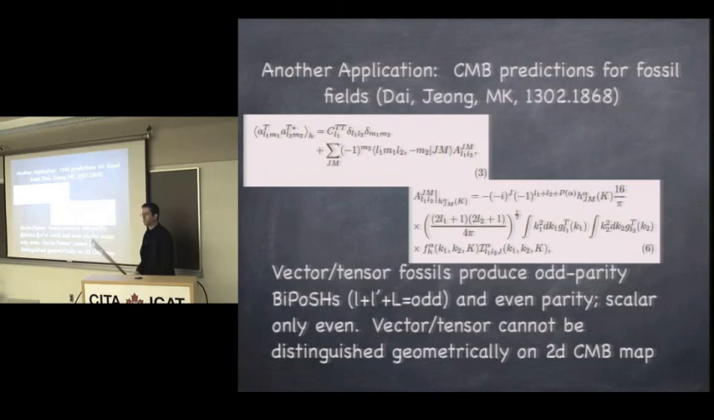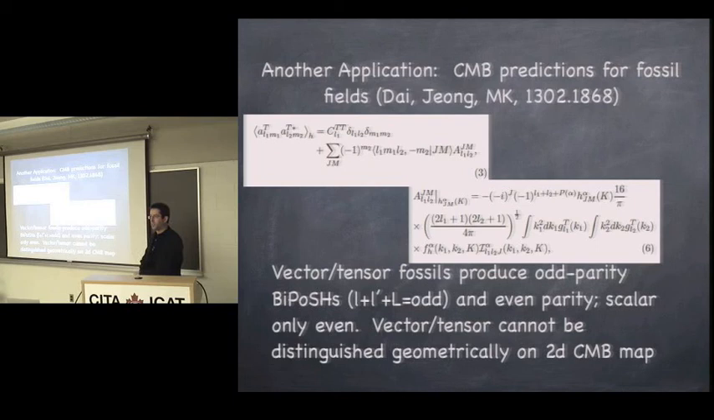And then these bipolar spherical harmonics can be decomposed into even parity and odd parity bipolar spherical harmonics. The even parity bipolar spherical harmonics have L1 plus L2 plus capital J even. The odd parity ones have L1 plus L2 plus capital J, sorry, odd. It turns out that vector and tensor fossils can produce odd parity bipolar spherical harmonics just as they can produce B modes in the CMB. And they also produce even parity. The scalar ones only produce even parity bipolar spherical harmonics. So odd parity bipolar spherical harmonics are a signature of coupling to the inflaton of vector and tensor fields. But you cannot distinguish vector and tensor fields from the CMB geometrically.